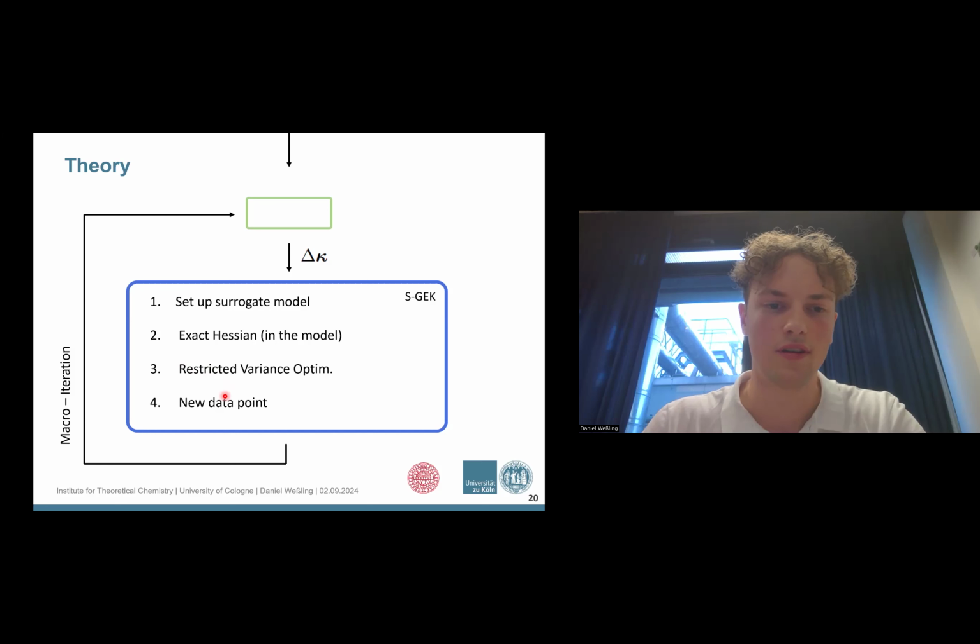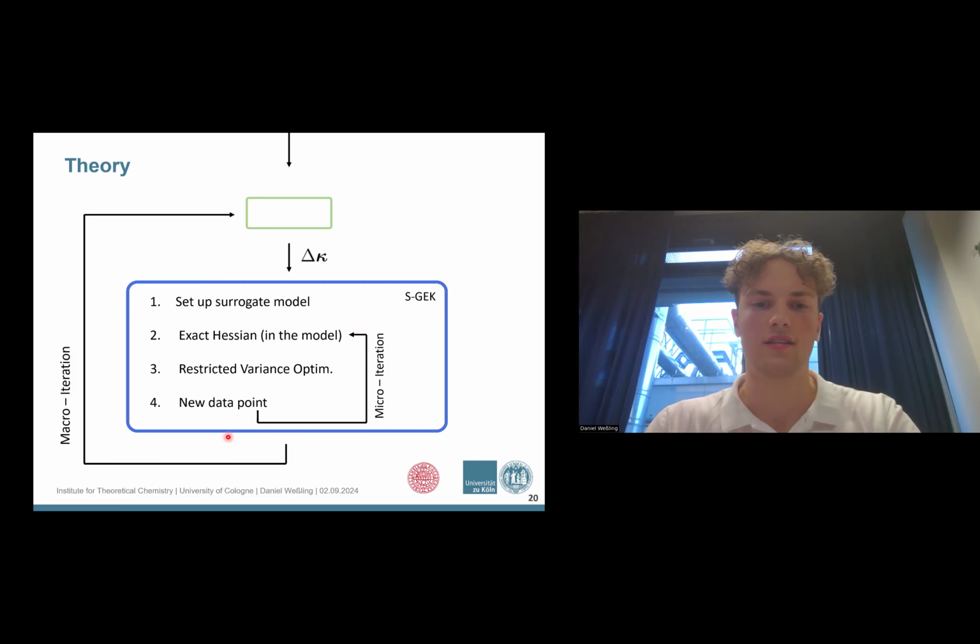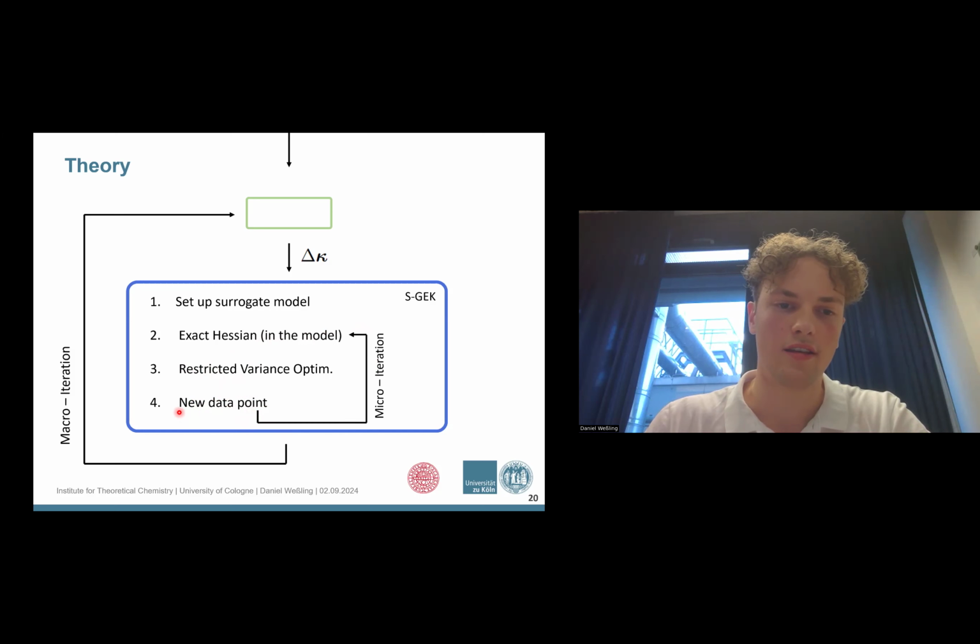And after this step, we have a new data point, and then we're doing micro iterations in this surrogate model to make sure that we're getting towards the minimum. And at some point, we reach a threshold where we can safely say we are at the minimum. And then we get out of the surrogate model by calculating the Hartree-Fock energy from this new data point. And then we're reaching a new macro iteration. And then we go on until we reach the actual threshold here. And then we are in the actual minimum of the orbital optimization.